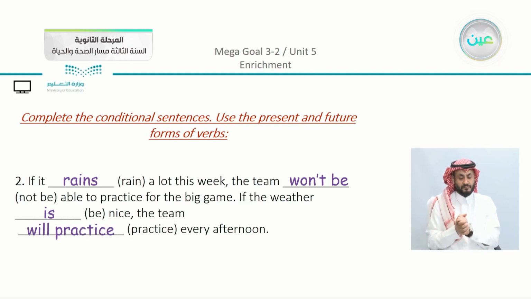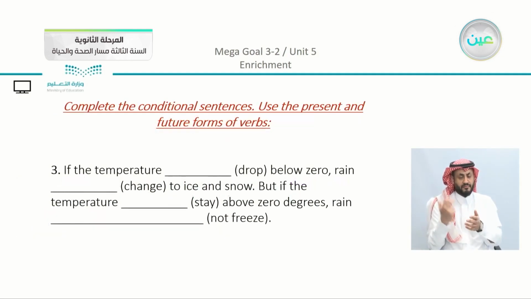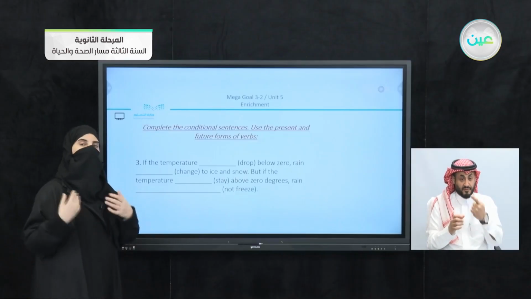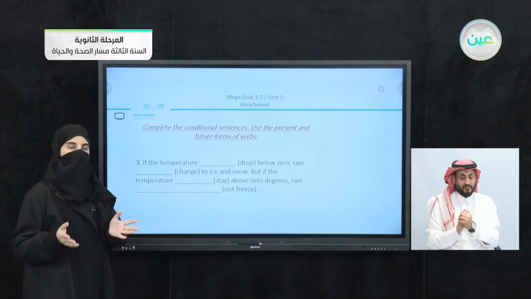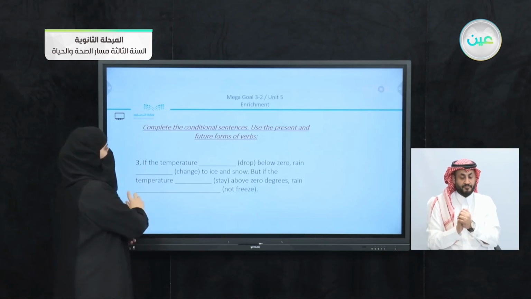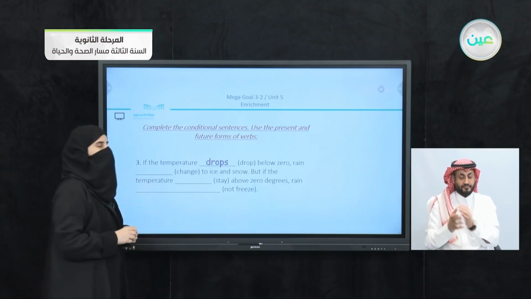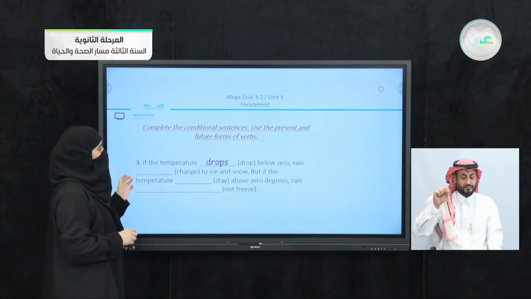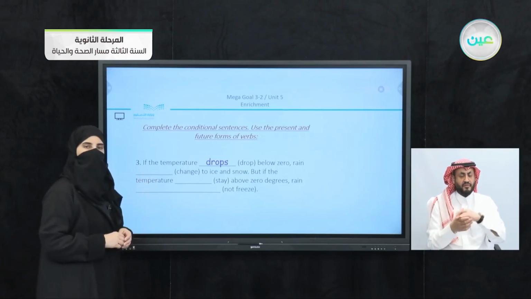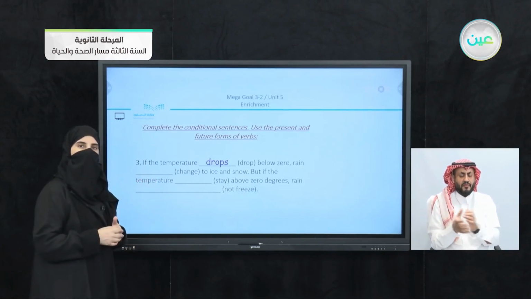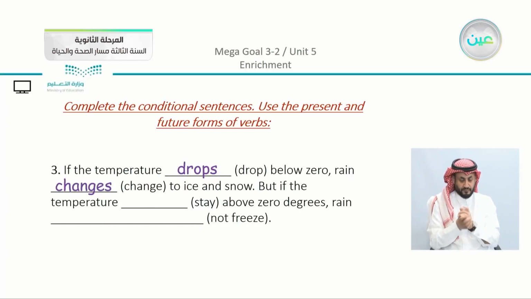Now we come to the third part. Number 3, "if the temperature drop below 0." Now you know that if we have "if," we are going to use the present simple in the same clause. So we have "if the temperature drops below 0." "Rain change to ice and snow." To refer to the future, we would say that rain changes. Now here, this is something interesting.